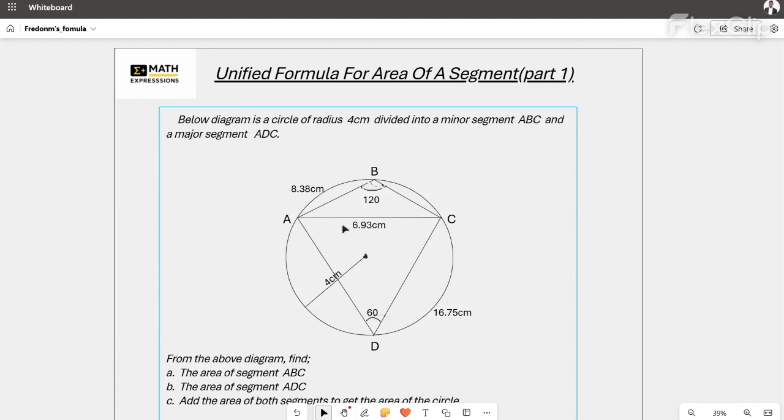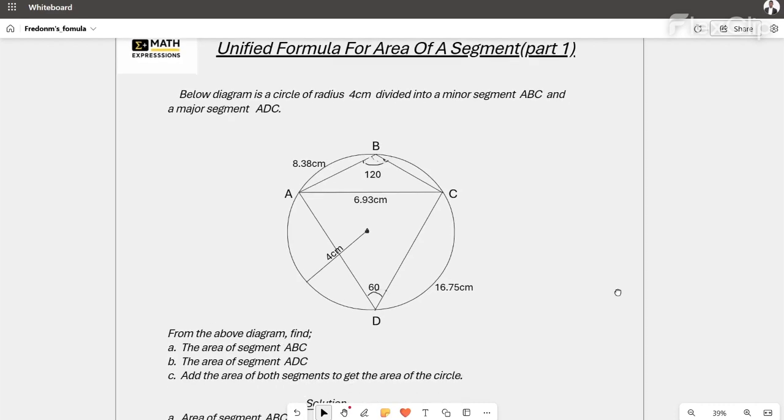of this diagram. This number you're seeing here is the length of arc of this minor segment, while this number you're seeing here is the length of arc of this major segment. This 120 degree you're seeing here is the angle of this minor segment ABC, while this 60 degree is the angle of this major segment ADC. And this line you're seeing here is the radius of this circle, which is 4 centimeter.